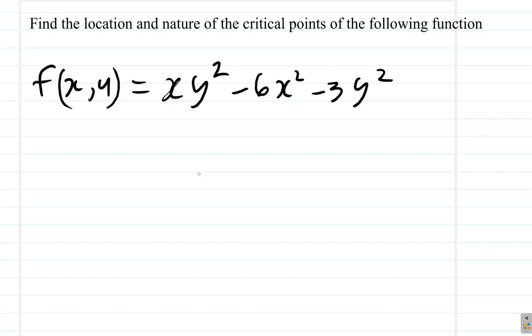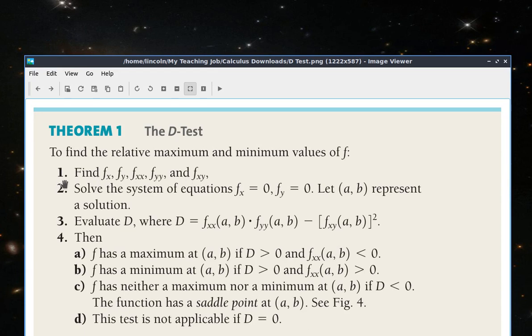Let us find the location and nature of the critical points for this function. Now, from our formula sheet, we know that we're going to have to find the first partial derivatives, with respect to x and also with respect to y, equate each to 0 and solve to find the locations of the critical points. Then after that we find the second partial derivatives and carry out the D test.